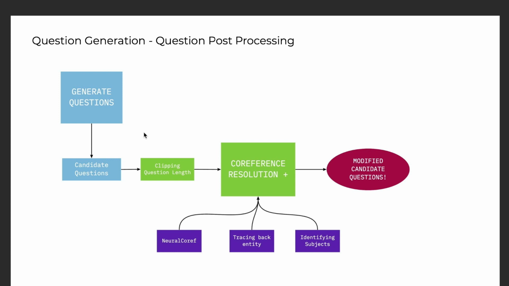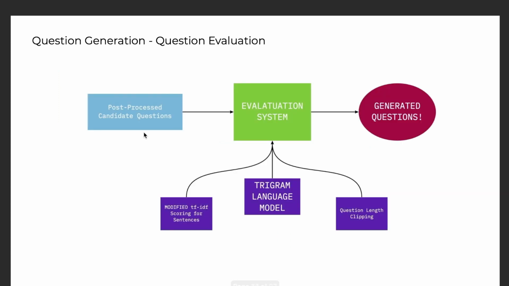Once we have the questions, we do post-processing, where we also do co-reference resolution. After that, we pass these candidate questions into our evaluation system, which scores and ranks all these questions. Apart from having modified TF-IDF scoring and question length as criteria, the main component of the evaluation system is the trigram language model, trained on the entire training data given to us for the project. This evaluation system generates beautiful looking, grammatically correct questions which can be answered from the passage, and it also generates important questions.